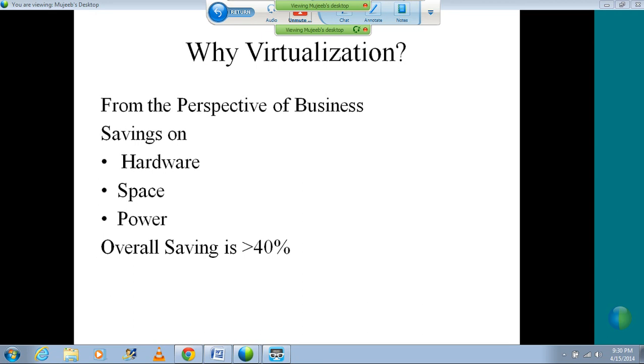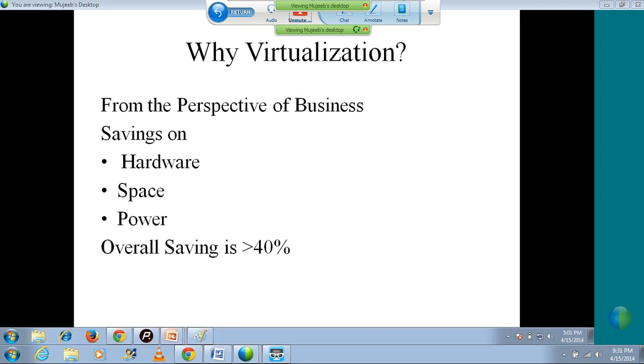Now, who is saving this money? This money is being saved by the organizations who are implementing virtualization. But are we business, guys? Are we business? Are you business? Guys, who are you? We are the persons going to implement it. Okay, what are you called as? We are administrators, am I right?